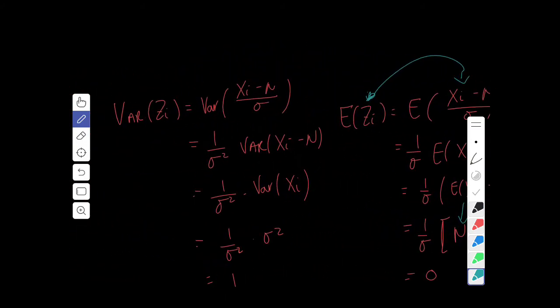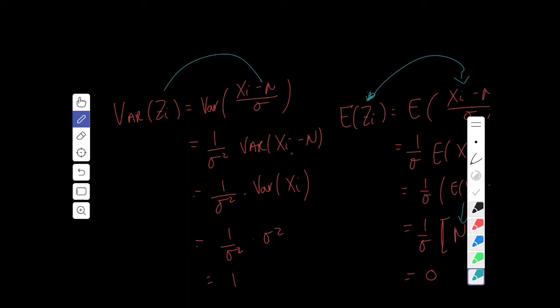So the mean of the Z value is equal to 0, and we'll see why that's important later. And then we can also do the variance of Zi. Using the definition of Zi, it's the variance of Xi minus mu over sigma. We take this dividing by sigma out, but when you take a constant out of a variance, it becomes the constant squared. So when we take out a 1 over sigma, it becomes 1 over sigma squared times the variance of Xi minus mu.